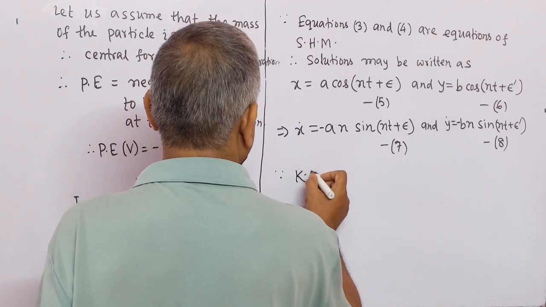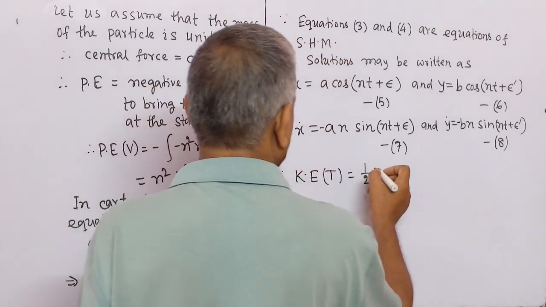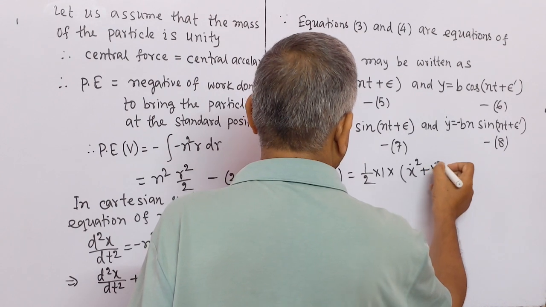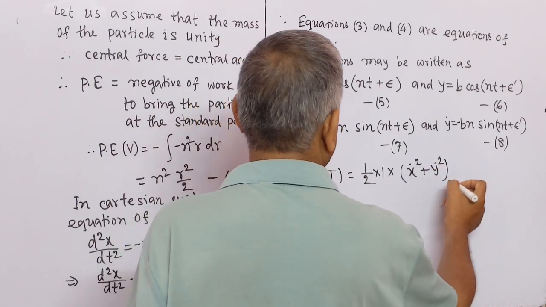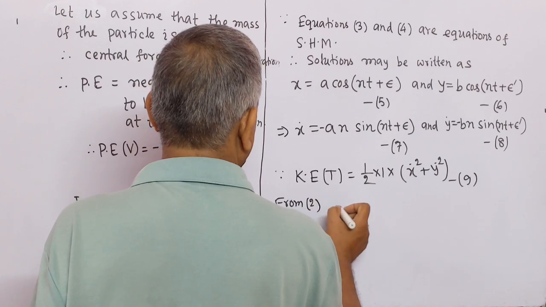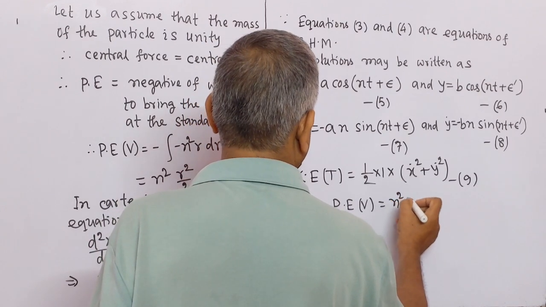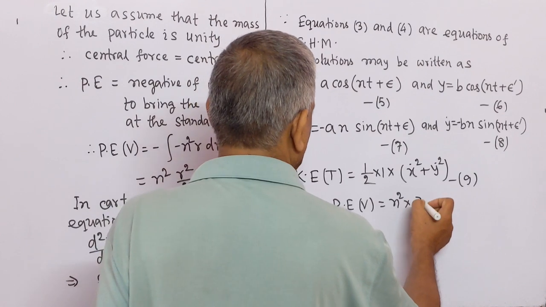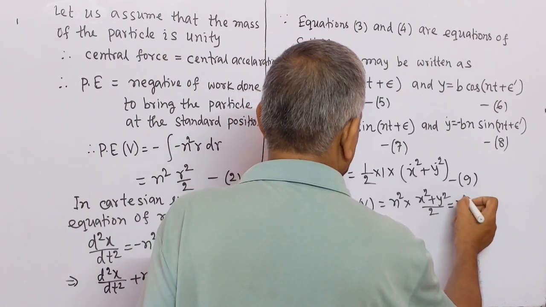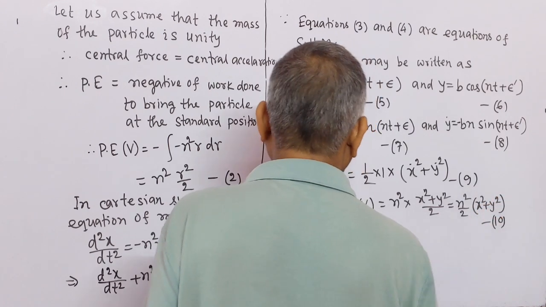Since kinetic energy T equals half, we have assumed mass 1, mass into velocity square, x dot square plus y dot square. This is number 9. From 2, potential energy V equals n square multiplied by r square, equal to x square plus y square by 2. This is n square by 2 (x square plus y square). This is number 10.